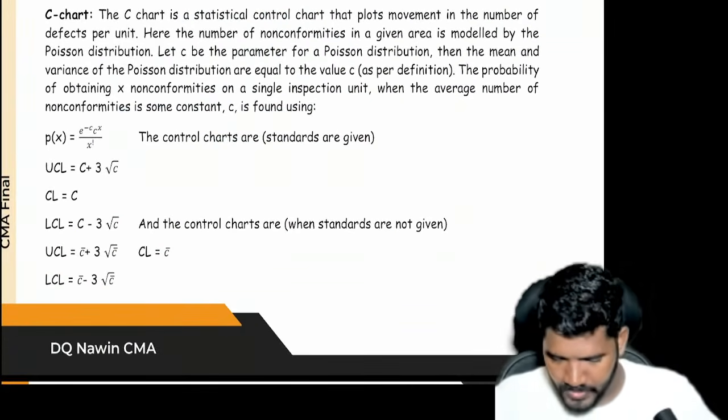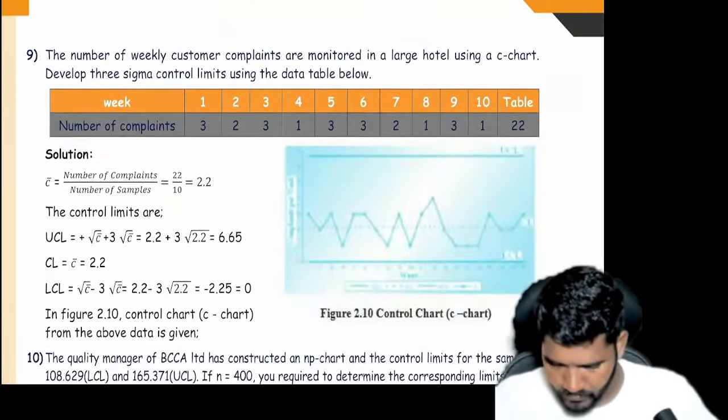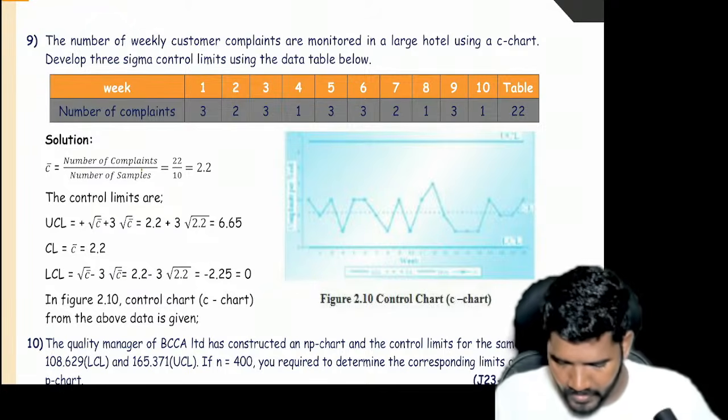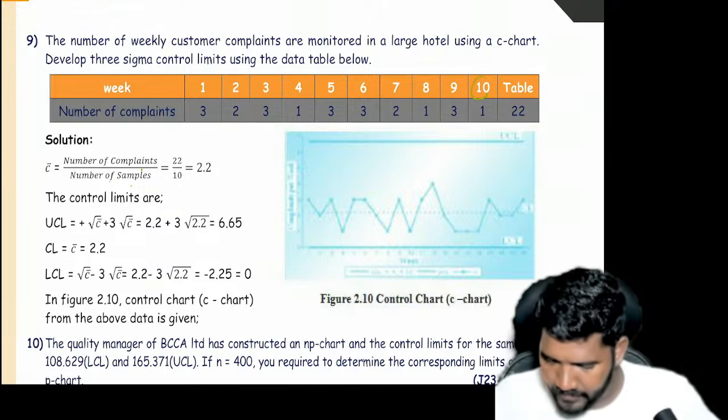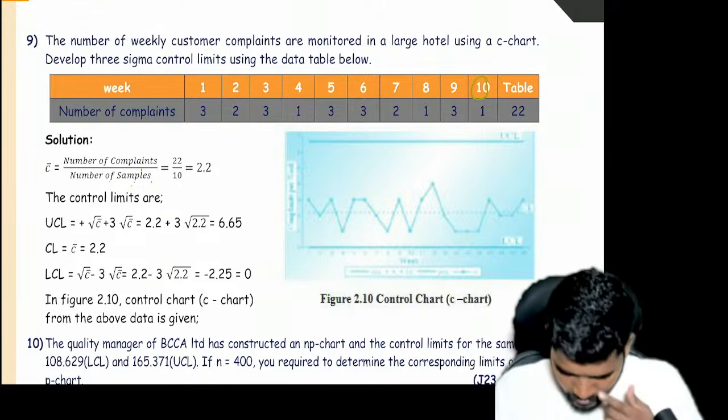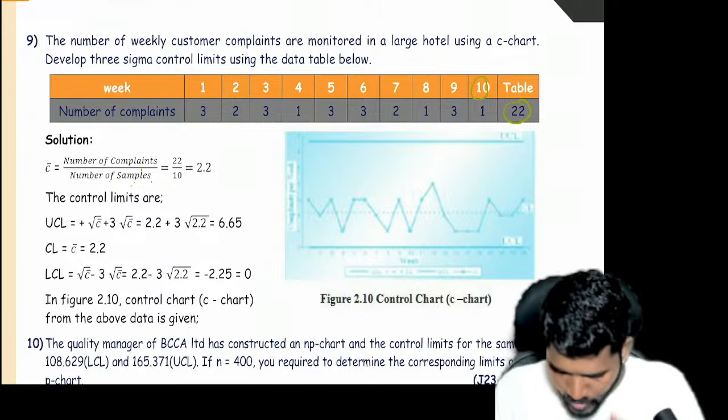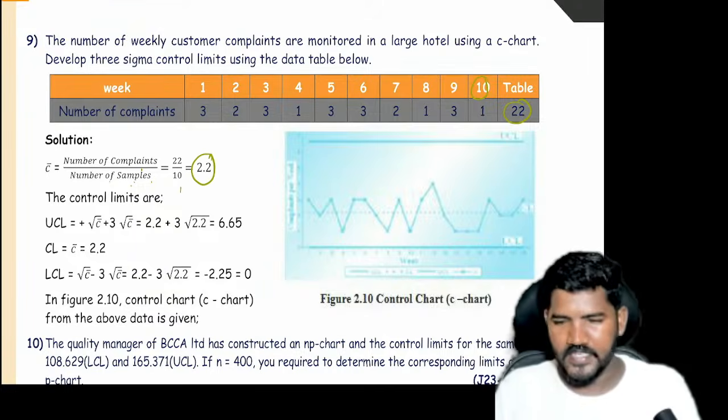Next, when it comes to C bar, so number of complaints divided by number of samples. So the number of samples equals 10. Number of complaints is equal to 22. 22 divided by 10, 2.2 is the C bar.